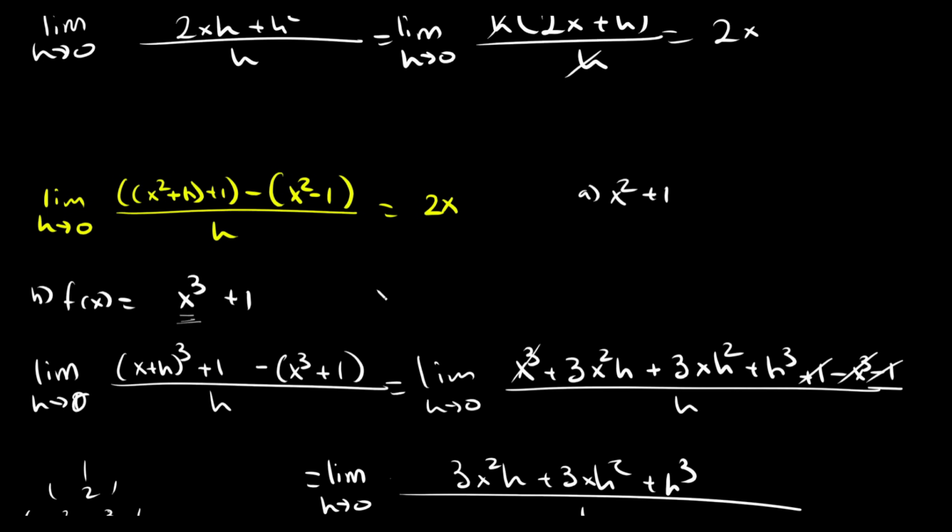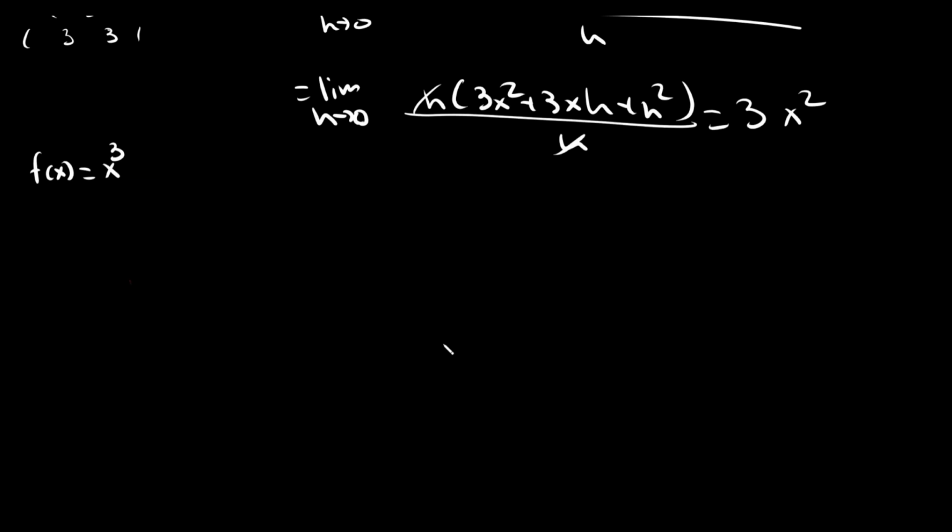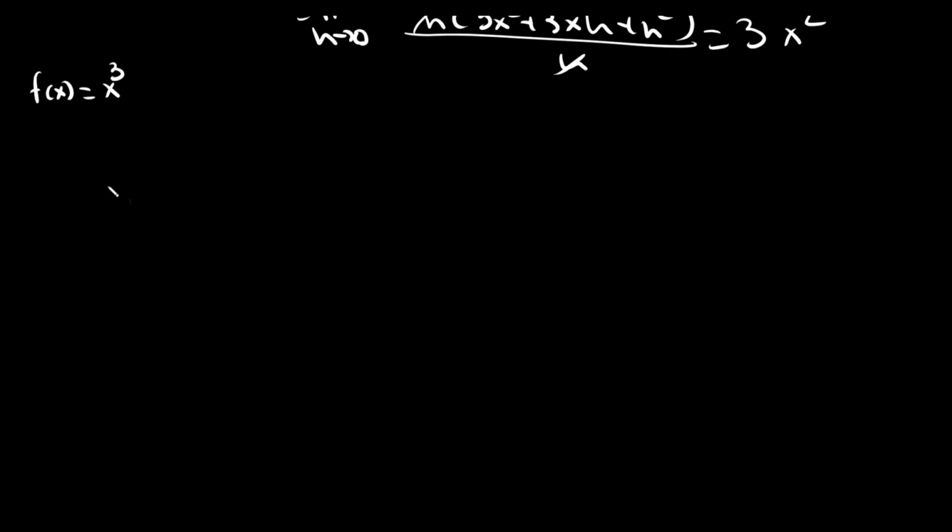So let's try to write it down here. If my x to the power of 2 is giving me 2x, my x to the power of 3 is going to be 3x to the power of 2. What is going to give you x? What do you think it's going to give you x?